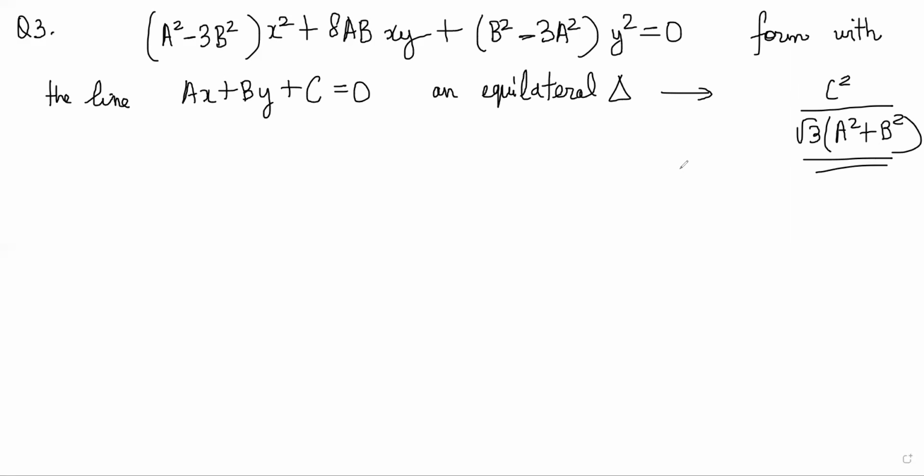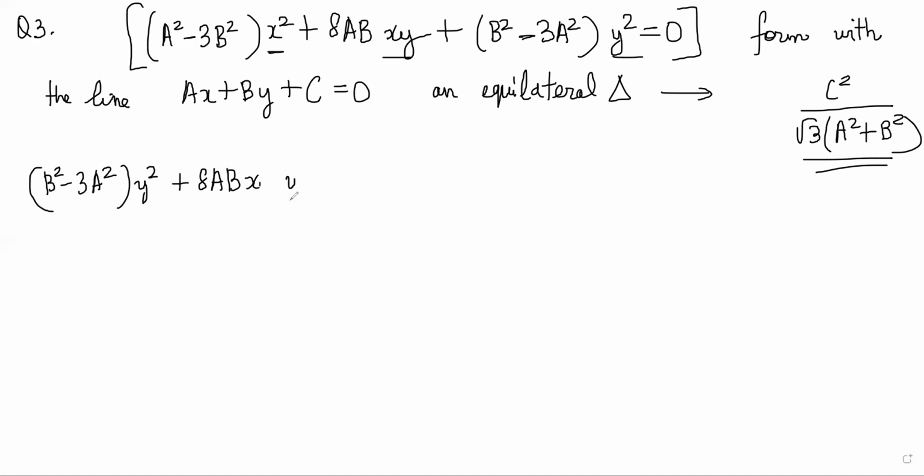First, let's see whether they form an equilateral triangle with this line. So again, the idea is this is a pair of straight lines. It's a 2-degree equation, right? So this is a pair of straight lines, so we should find the individual straight lines. We can find them by trying to solve for y in terms of x. So b square minus 3a square y square plus 8abx into y plus a square minus 3b square x square. This is my equation.